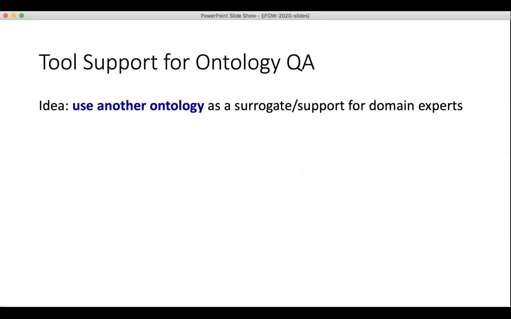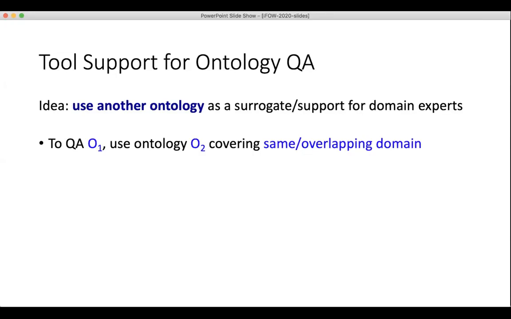So with all this in mind, we've been thinking about tool support for ontology development in general, and we've been doing a lot of things with machine learning and other statistical approaches. But in this case, I'm going to tell you about some work we did specifically addressing this ontology QA problem. The basic idea is, why not use another ontology as a kind of surrogate for domain experts? Of course we could employ a huge team of domain experts to crawl all over our ontology and check everything, but that's pretty expensive. So maybe we could try just using another ontology to do that.